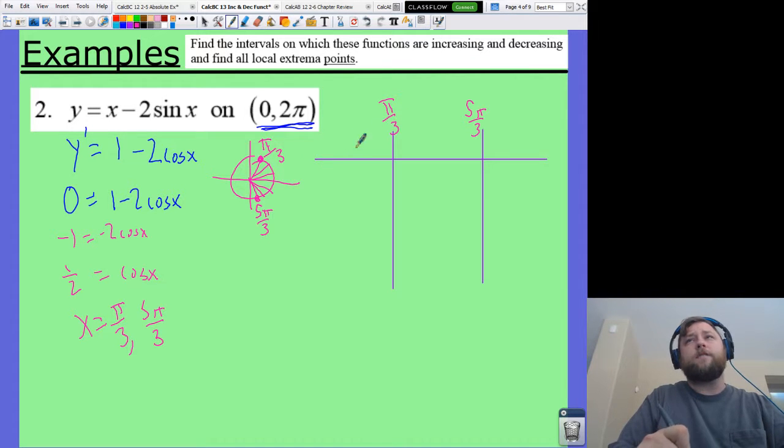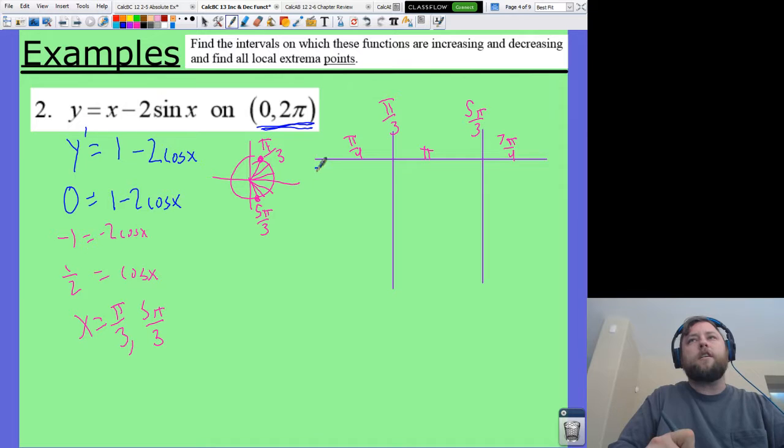So let's pick a test value. I just want a number that's easy in between these two. I'm going to pick the value of pi in between those two because I think that'll be easy. I'm going to pick 5 pi over 3. I'm going to pick 7 pi over 4. And let's just do 1 pi over 4, just to be consistent. But I could pick anything that's smaller than pi over 3 but bigger than 0.